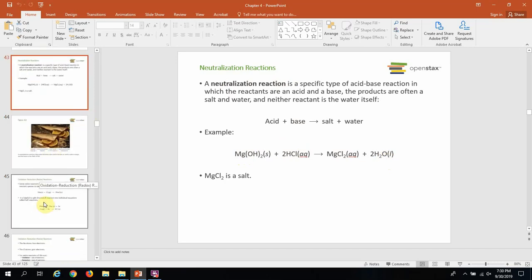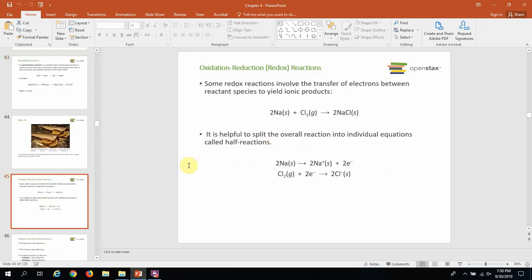Okay, so this is where we left off. Oxidation reduction reactions. I believe earlier in the year we talked about calculating the charge on transition metals based on the compounds that they form. This is going to be very much like that.